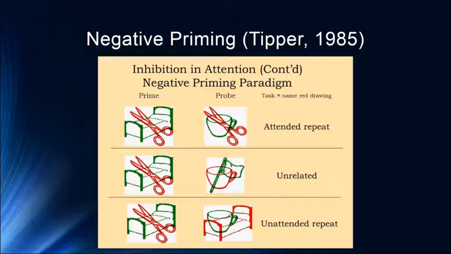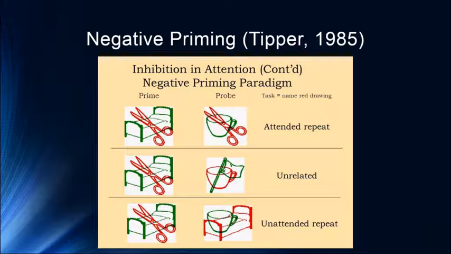Here's how negative priming works. Your task here is to name the red object. So you have to pay attention to the red object and ignore the green object. And then you get the probe. This is what we call the attended repeat trial. Real fast on these trials. Then we have an unrelated trial. So we name the scissors and then we name the cup. It doesn't take any great amount of time, a little bit slower, because in the previous case you're fast since you've obviously just recognized it.